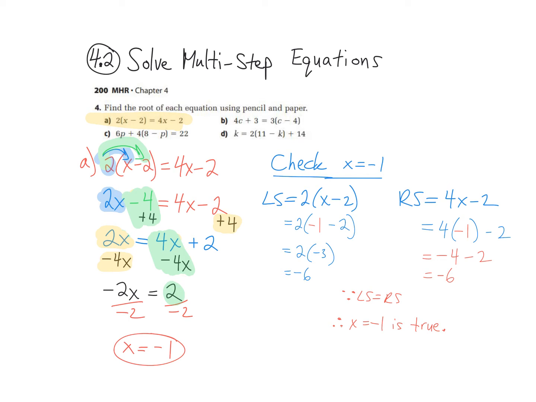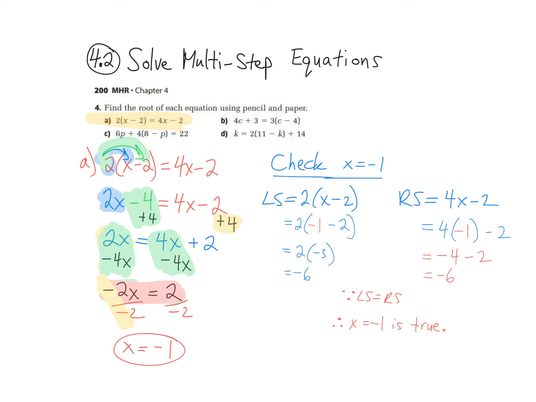On the left side, 2x minus 4x becomes negative 2x. And we're left with negative 2x equals 2. So we have one more step to do to isolate x, and that's to divide by the coefficient.